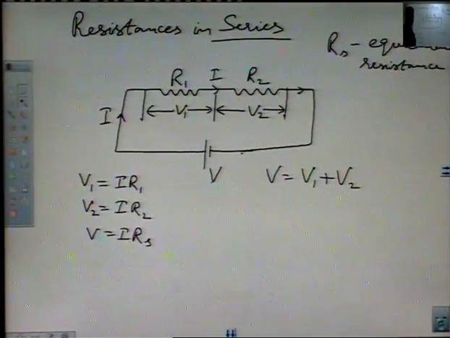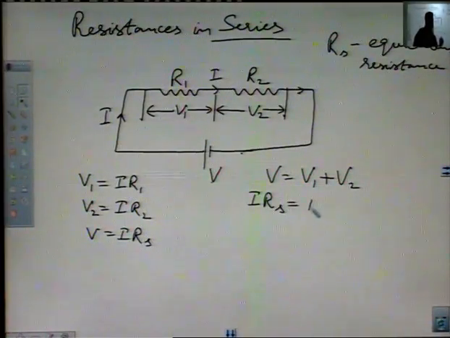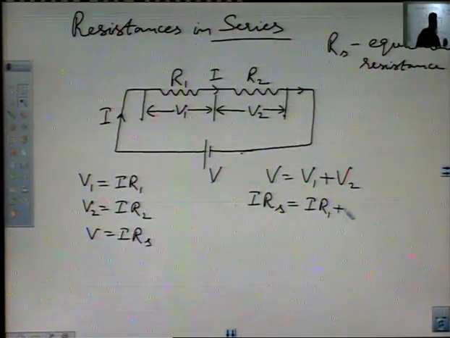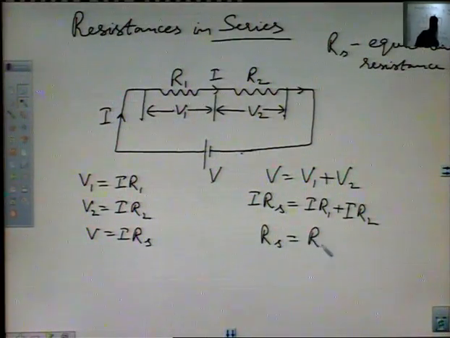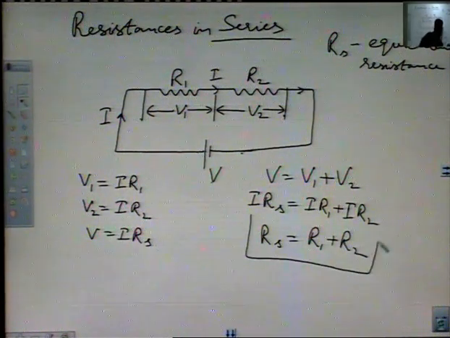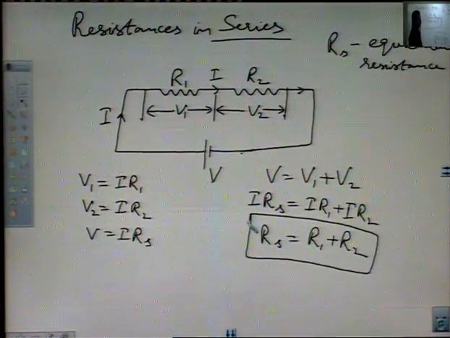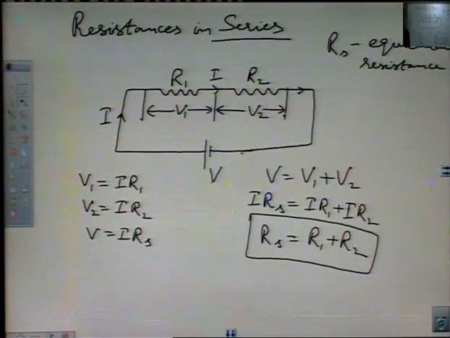Now, you can substitute all the three values of V1, V2 and V from these equations into this equation, and you can write I Rs equal to I R1 plus I R2. Cancelling I from both sides, you can write Rs is equal to R1 plus R2. This gives you the equivalent resistance when two resistances R1 and R2 are connected in series.